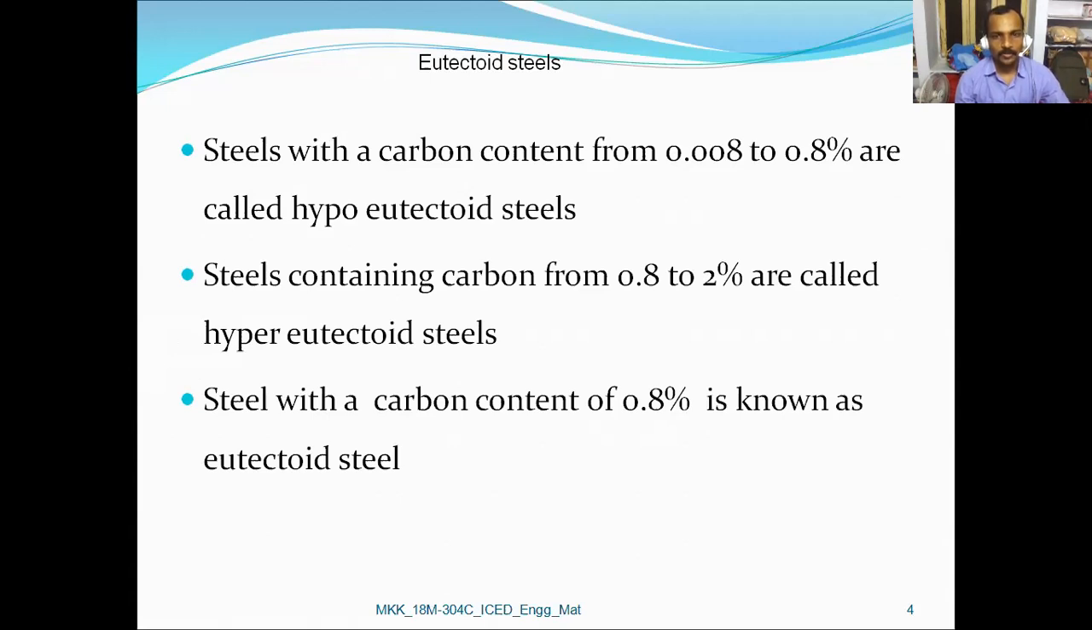So overall we can say there are three types of steels: hypo, hyper, and eutectoid steels. Hypoeutectoid steels are from 0.008 to 0.8%, whereas hypereutectoid steels are from 0.8 to a maximum of 2%, and the steel with a carbon content of exactly 0.8% is known as eutectoid steel.